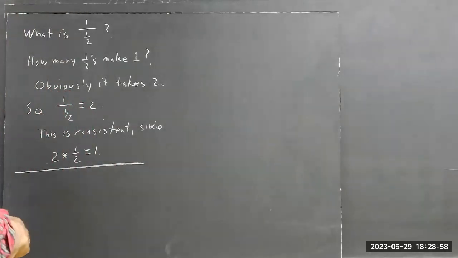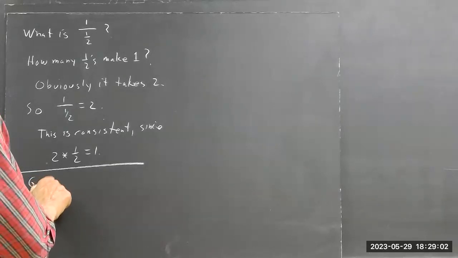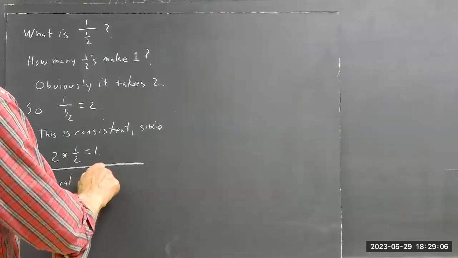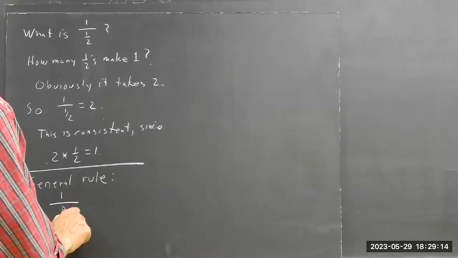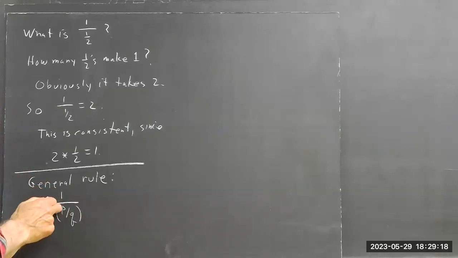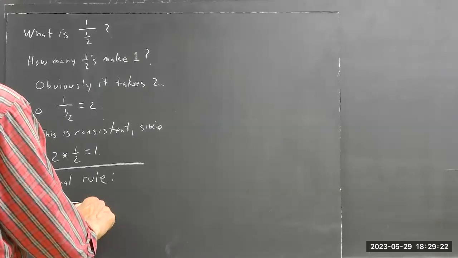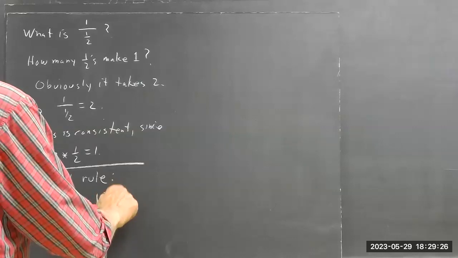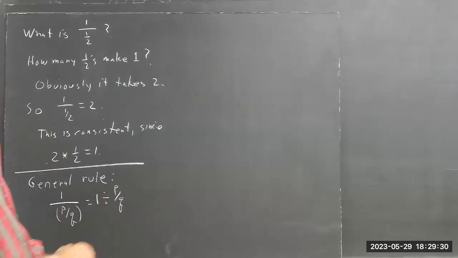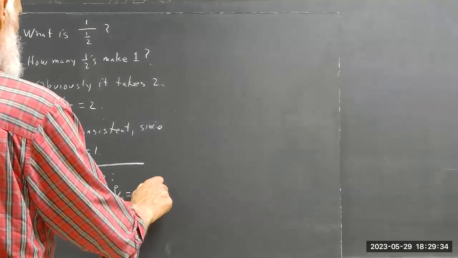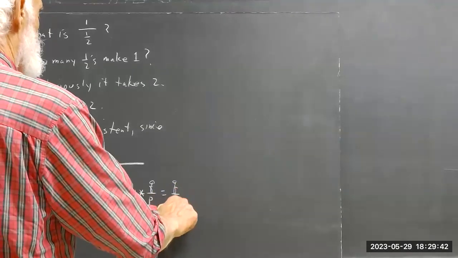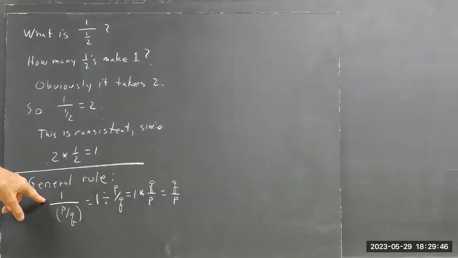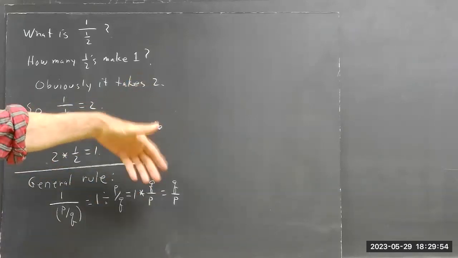Okay. Now, the general rule. If you divide 1 by a fraction, call the fraction P over Q, you could write that as 1 divided by P over Q. Then you get 1 times Q over P, which just equals Q over P. Now, if it's not 1 here, if it was like 12, then you'd have 12 divided by P over Q, which is 12 times Q over P. That'd be 12 Q over P.